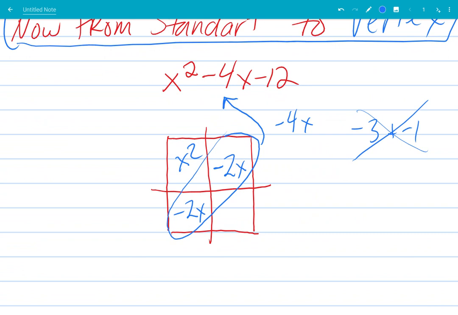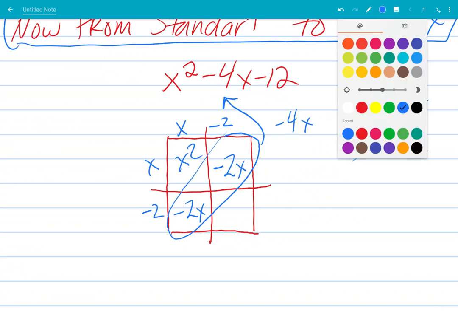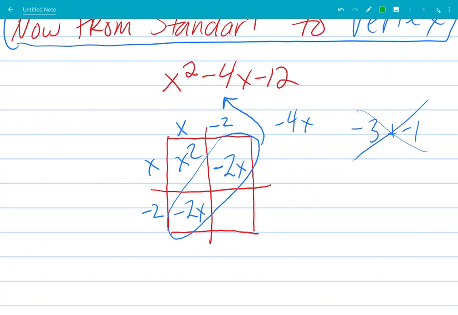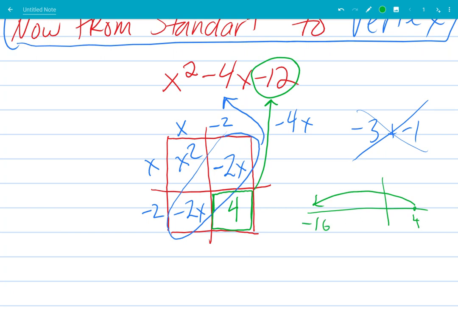Okay, now fill out the outside. X, -2, -2. Now you could fill in the missing part. I'm going to change it to green. What number will this become? 4. But it's not supposed to be 4. It's supposed to be -16. So how can we force 4 to become -16? What do we got to do?